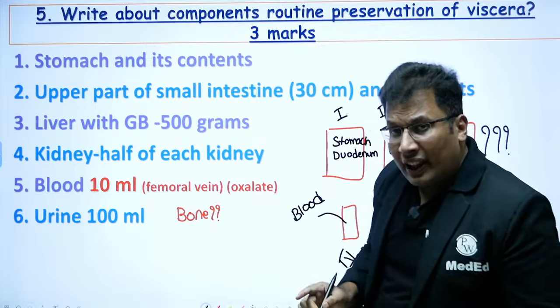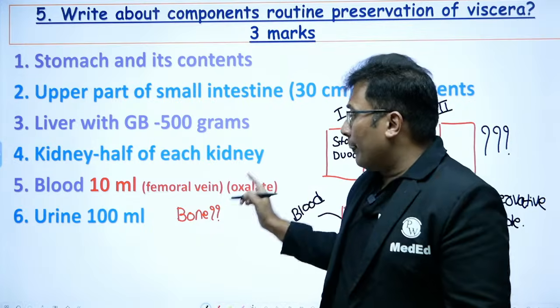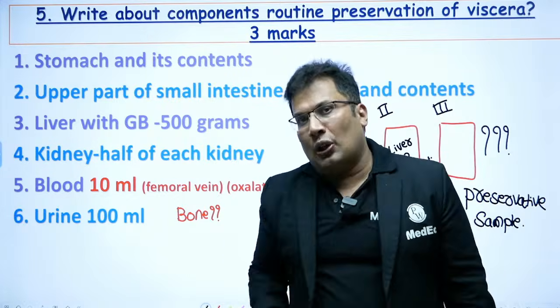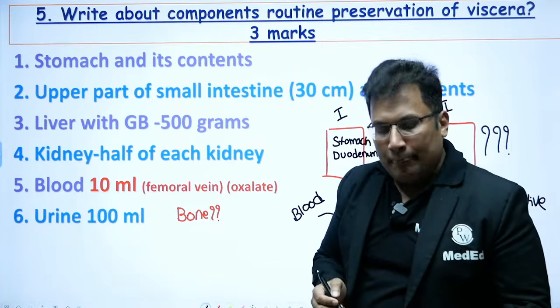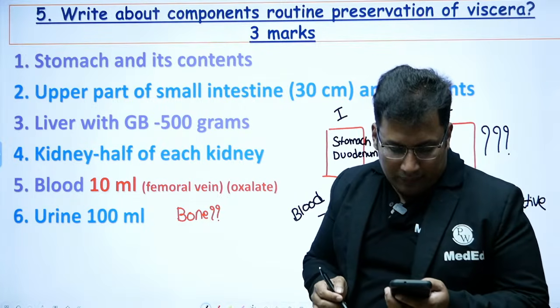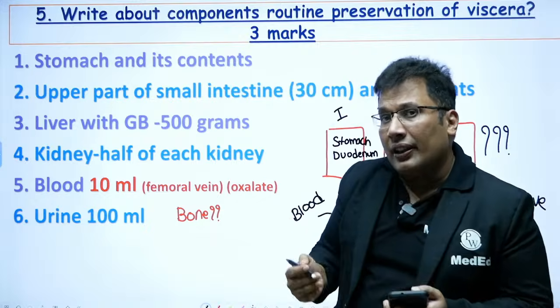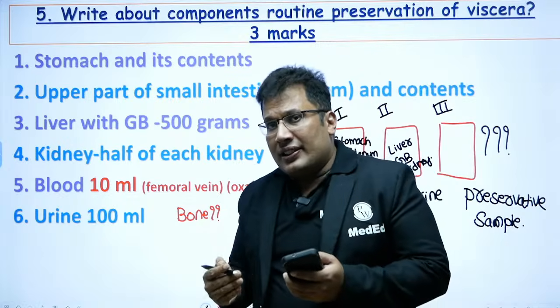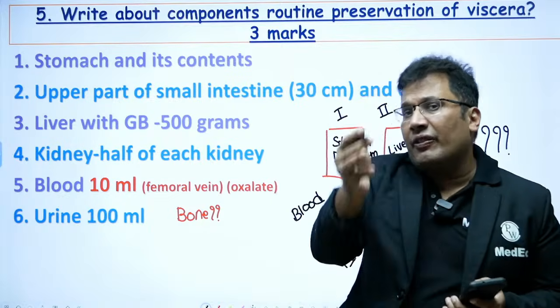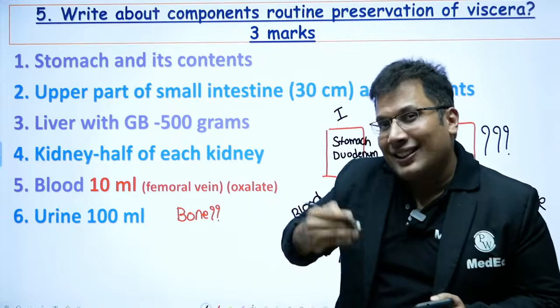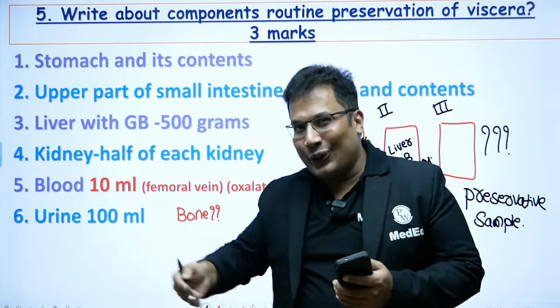What is that condition in which bones are preserved? Especially the femur is preserved. Can anyone tell me? Smaranya, the best specimen is rectified spirit, not the saturated solution of NaCl. The best is rectified spirit. Again, there are indications and contraindications that we discussed in regular classes. We can just go through that.